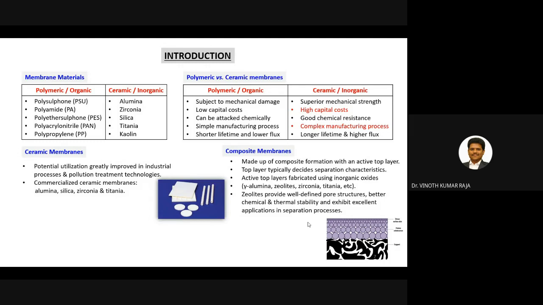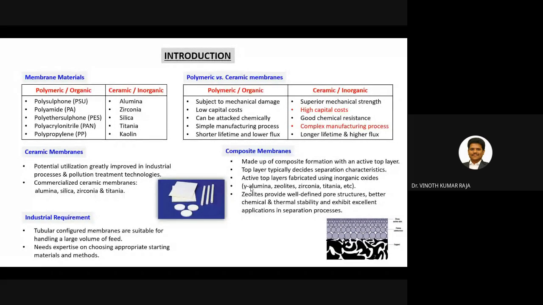Also, it exhibits excellent application in various separation processes, because this microfiltration membrane has some charge, and this charged membrane can facilitate good separation even when utilizing a realistically larger pore sized membrane. So these are the advantages of using the composite membrane coated with oxide materials such as zeolite, zirconia, titania.